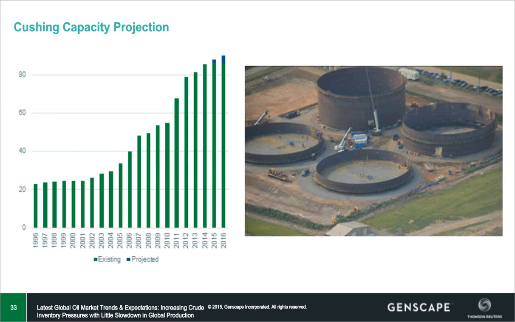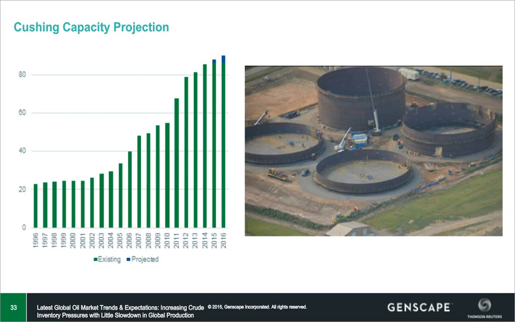Just in the time that Genscape has been monitoring storage at Cushing since 2009, we've seen it go from just a little above 50 million barrels of storage all the way up to currently the shell capacity is a little over 86 million barrels, and we believe that with the projects we currently see under construction, Cushing, Oklahoma is going to be able to handle over 90 million barrels of crude oil in storage by the middle of 2016.